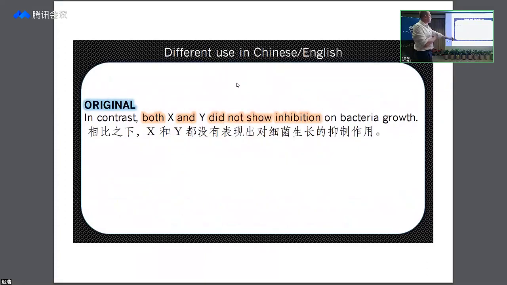So have a look. This is typical English here. "In contrast, both X and Y did not show inhibition on bacterial growth." Okay, so please, a little writing exercise. This is a seminar, so you're supposed to do something as well. So please, I give you 2 minutes. Please rewrite this sentence and then send it to me. To give you a little bit of a break. Please write the whole sentence.